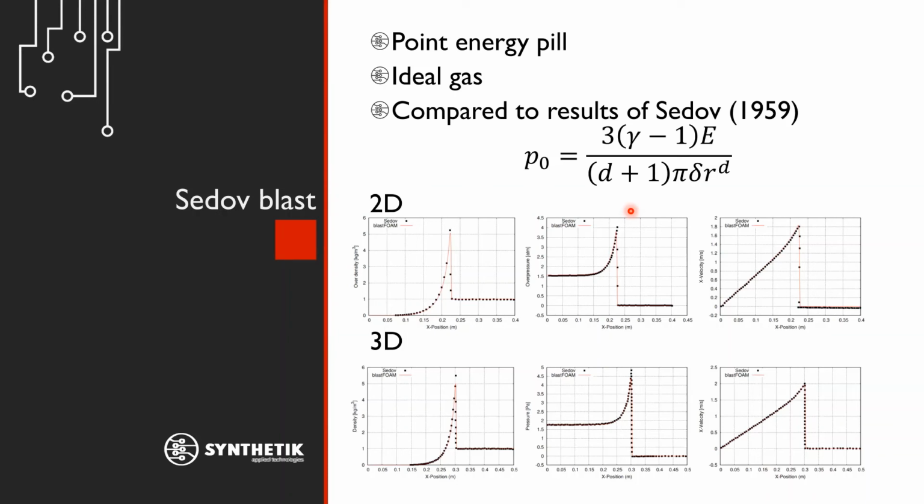So the initial pressure within a radius delta R is defined by this equation here, where gamma is the specific heat. Forgot to look up what E was. D is the number of dimensions, and that delta R is basically the radius which you're going to set. So you can see we match really well. It's a really sharp peak. It's hard to get.